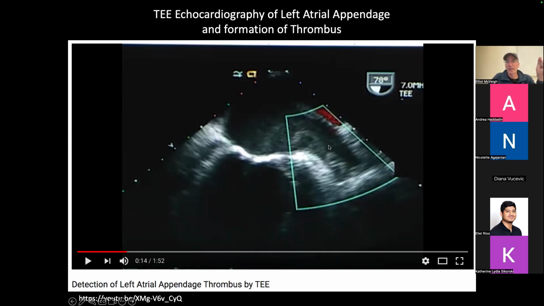And then this object inside the left atrial appendage is, in fact, a thrombus. And so thrombus is when the blood clots and it becomes a sticky, gooey mess. It can be small, like a few millimeters across. It can be big. It can be up to centimeters across. And it's just a clot, a blood clot.